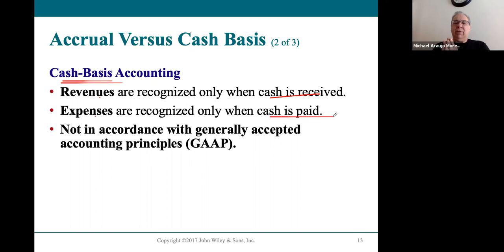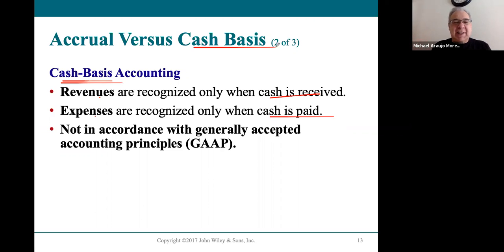There's no matching. So even if you made, say you're that dry cleaner and you did work on June 30th, but you didn't get paid until July, under the cash basis, you're not even going to list that you made it, that you did any work on the 30th.